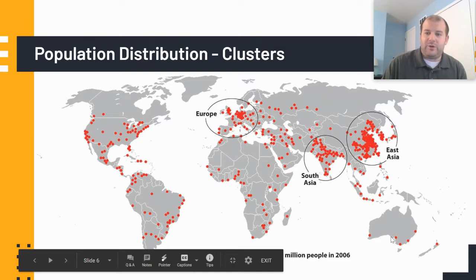Okay, here you have Australia. Most people live on the coast as opposed to the interior where you have the desert outback.